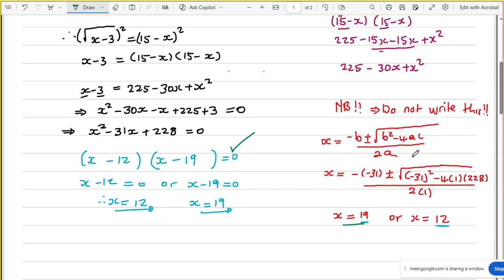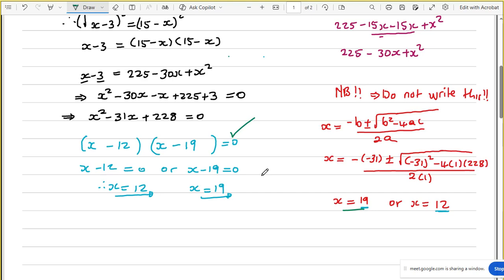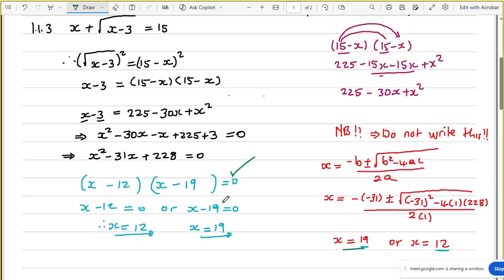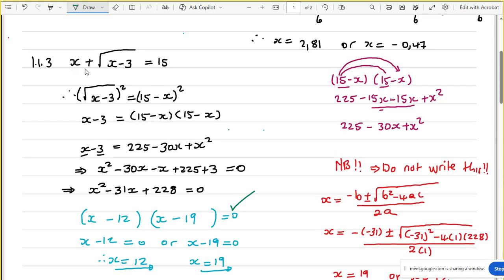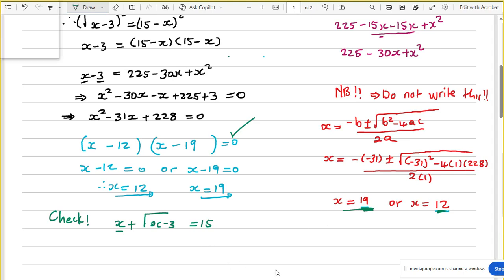But now, since this is a SAT, we need to do what we call check. Because when you check, there's a mark for the rejection. So we need to check if x is 12. We need to check if x is 19. So what you're going to do, where there's x on the original equation, you need to substitute 12. Okay, to check, remember we have x plus the root of x minus 3 equals 15. Where there's x, we substitute 19, and where there's x, we put 12. So we need to check if the left-hand side is equal to the right-hand side.